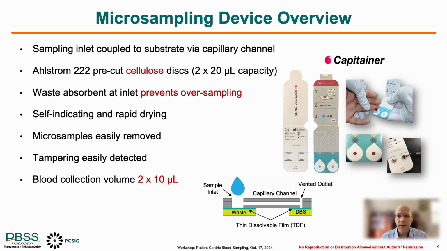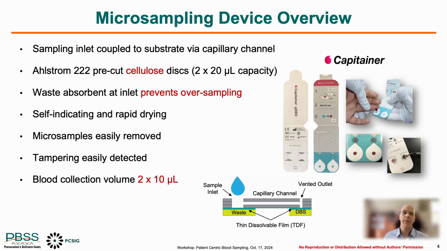And once that inlet TDF dissolves, there's a breakthrough of blood to the waste absorbent below. And it's this breakthrough that causes a pinch off at the inlet of the capillary microchannel. The TDF at the outlet then starts to dissolve, and the microchannel volume empties through the outlet, facilitated by those capillary forces that occur during absorption of blood onto the cellulose disc.